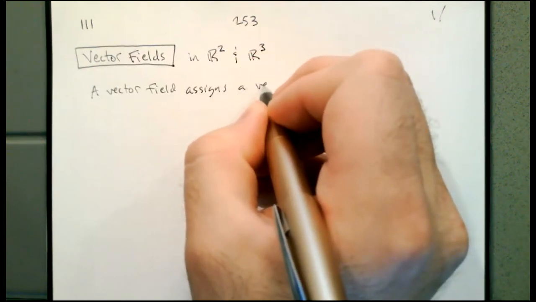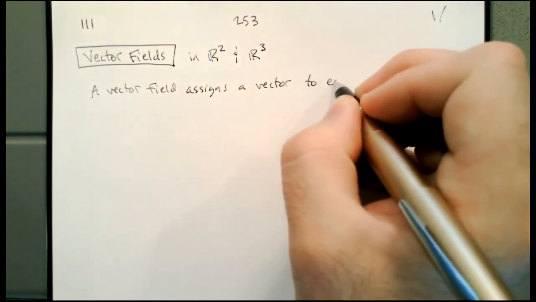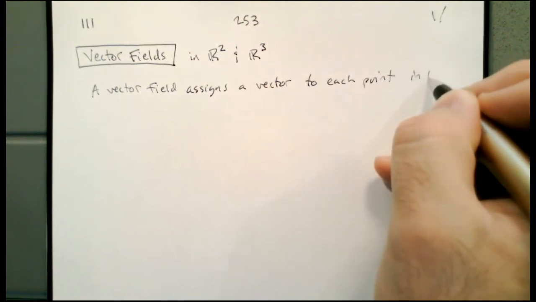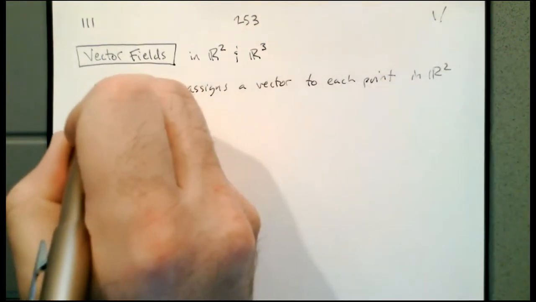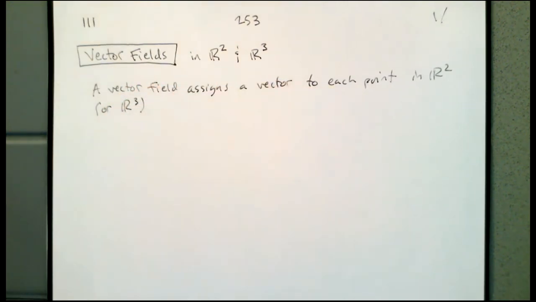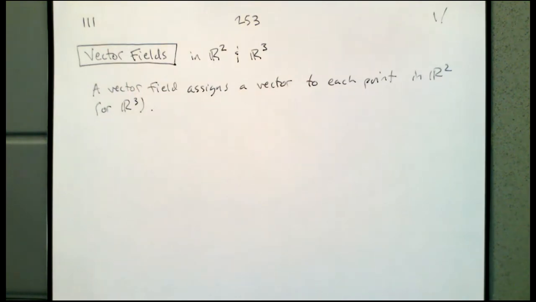assigns a vector to each point in R2 or R3. The functions that we've dealt with before have been assigning scalars to every point in R2 or R3. And now we're assigning a vector to that point.